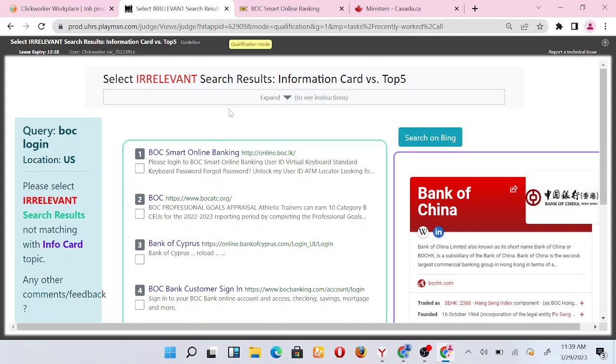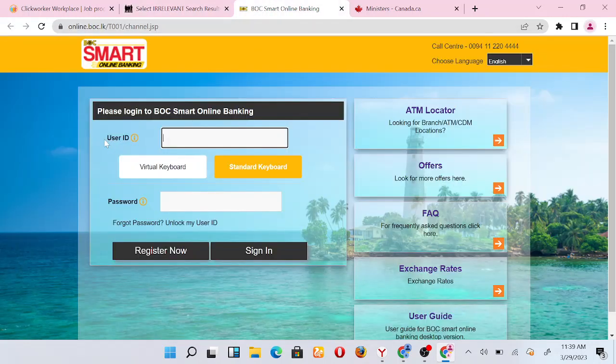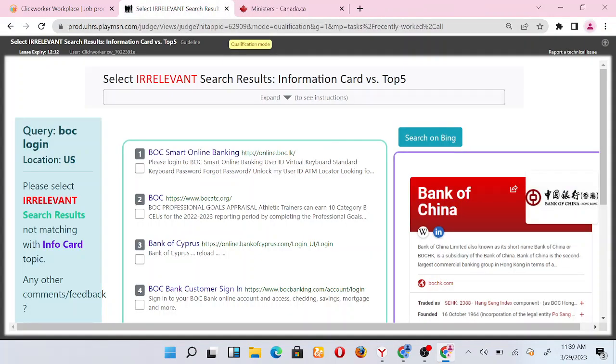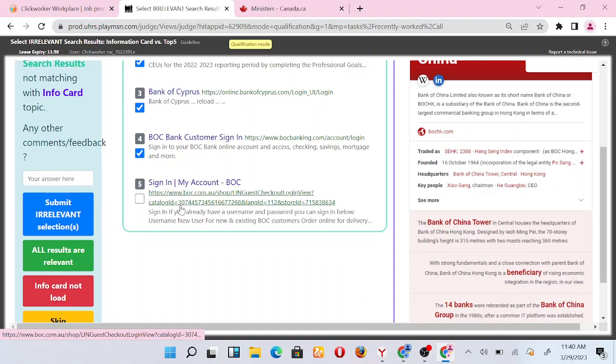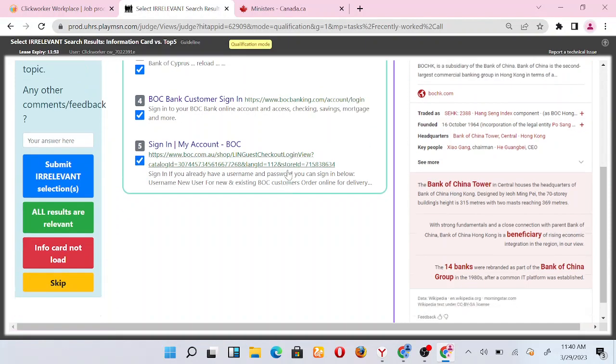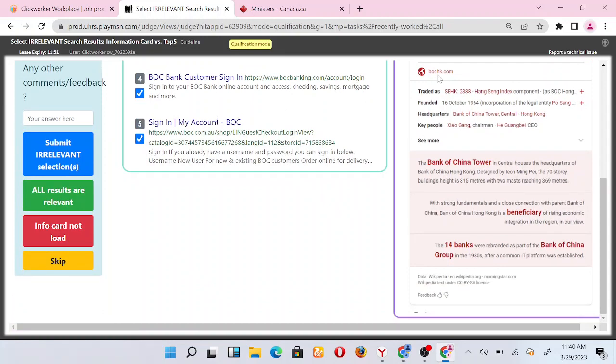I think this one is a different place. If you read them all, you notice that this one is irrelevant, and it's irrelevant. This one is irrelevant. Suppose this one is irrelevant. They are all irrelevant because they are not Bank of China. It is not BOCHP, so they are all irrelevant.